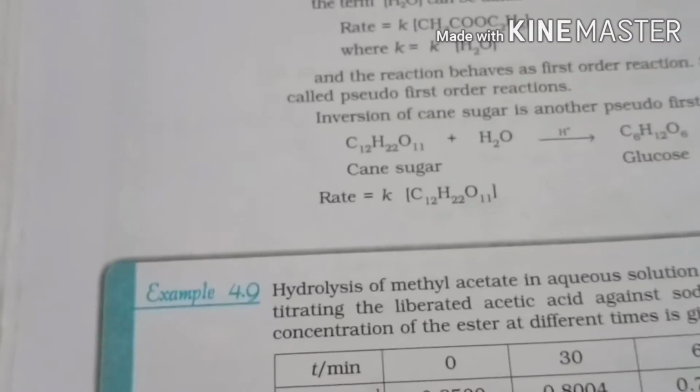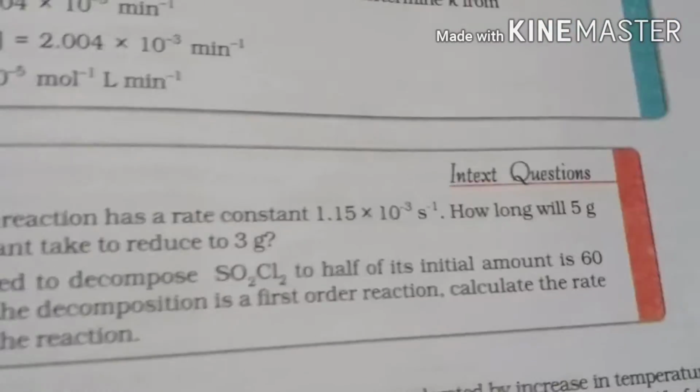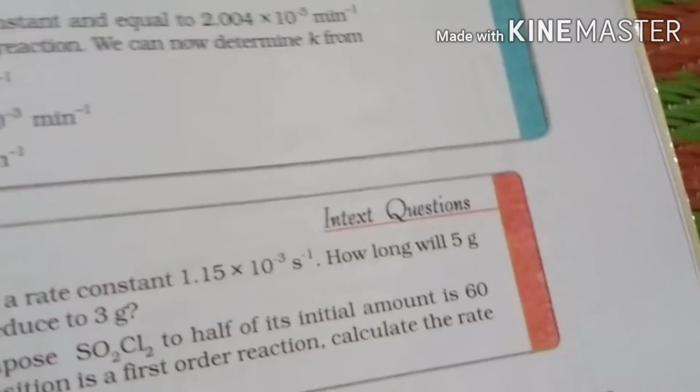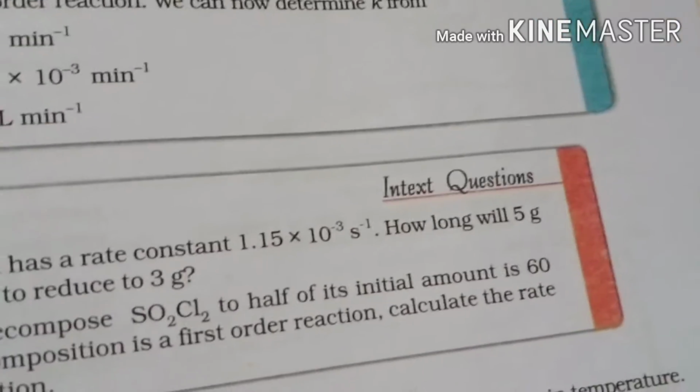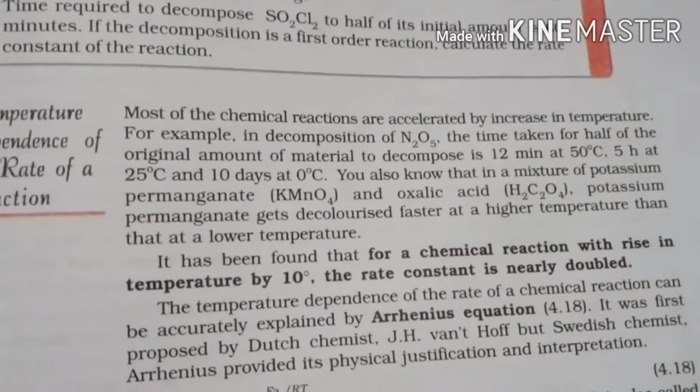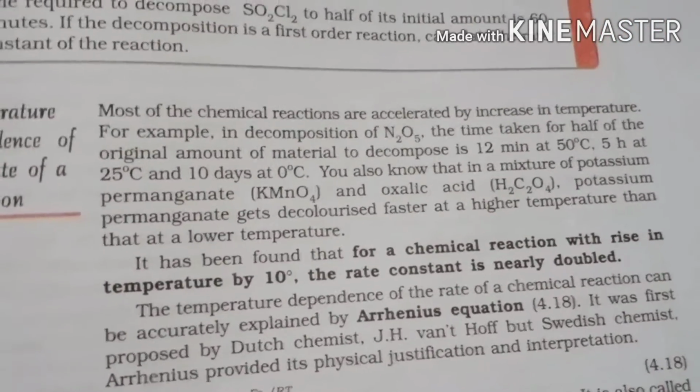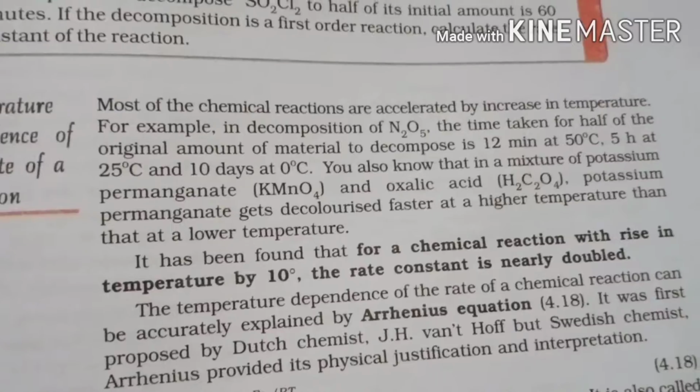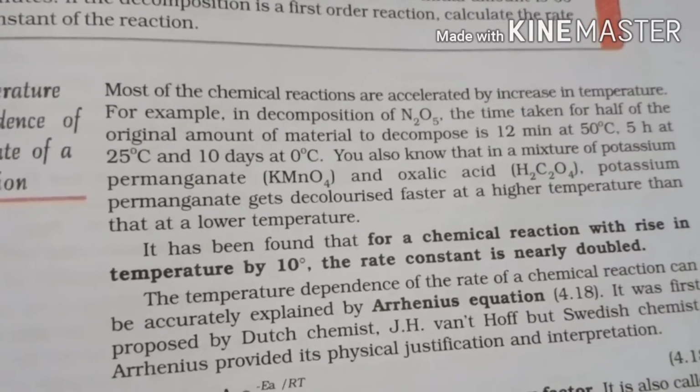Now let us see about the temperature coefficients. For a chemical reaction, with a rise in temperature by 10 degrees Celsius, the rate constant nearly doubles.